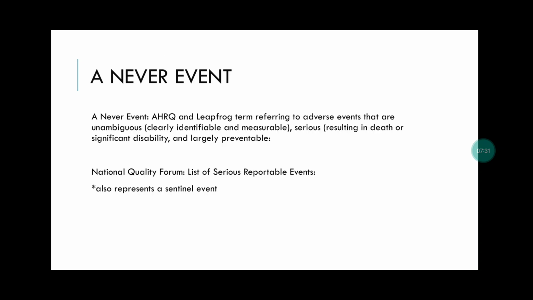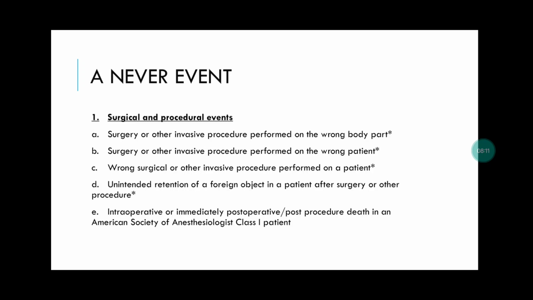Now we will see what is a never event. A never event, as per the AHRQ and Leapfrog term, refers to adverse events that are unambiguous, which is clearly identifiable and measurable, serious, resulting in a death or significant disability, and largely preventable. You have to underline this word here, largely preventable. A sentinel event may or may not be preventable, whereas a never event is a completely preventable event, and it is happening only because of negligence. So the National Quality Forum lists some serious reportable events as never events. We will see what all those events are.